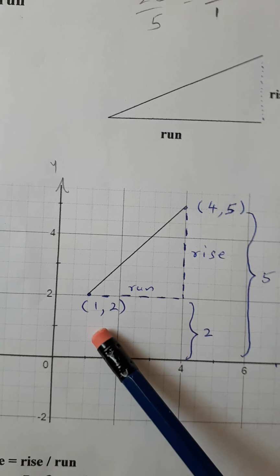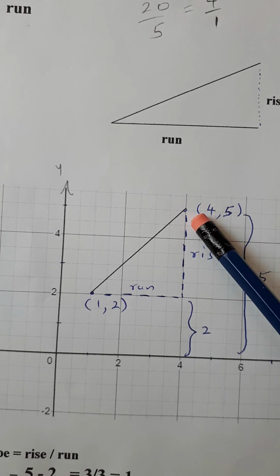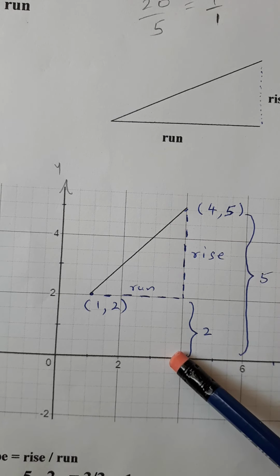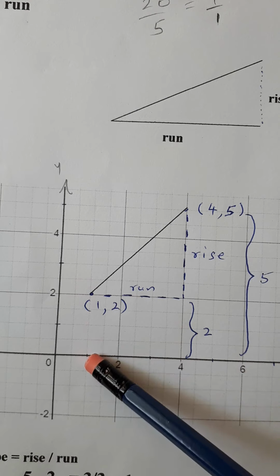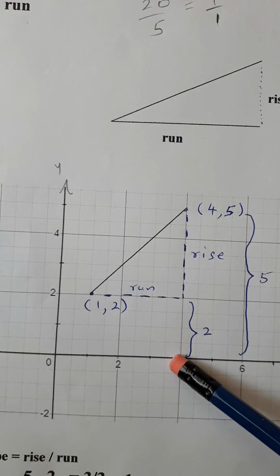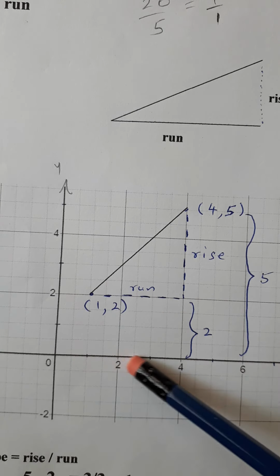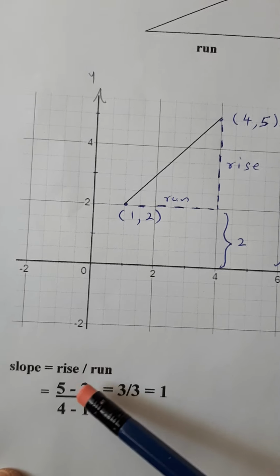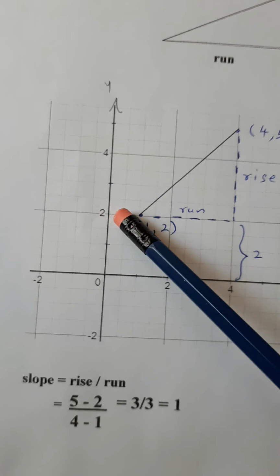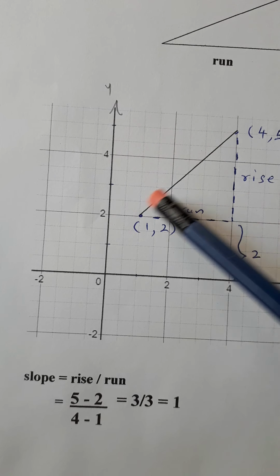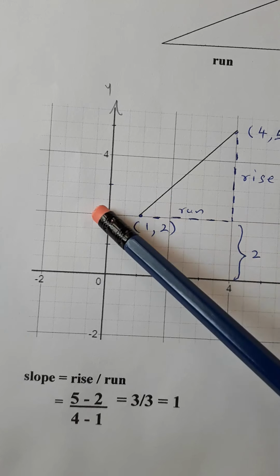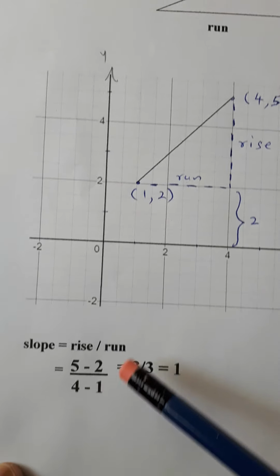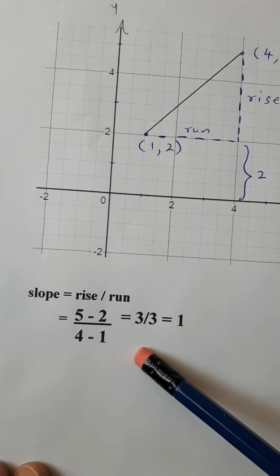This point has coordinates 1, 2. This one has 4, 5. The y-coordinate is 5, that means this height is 5. The y-coordinate is 2, therefore this is also 2 because it's a rectangle. Therefore your rise is 5 minus 2. Similarly, this is 4, this is 4, this is 1. So your run is 4 minus 1. And when you simplify, your slope is going to be 1.